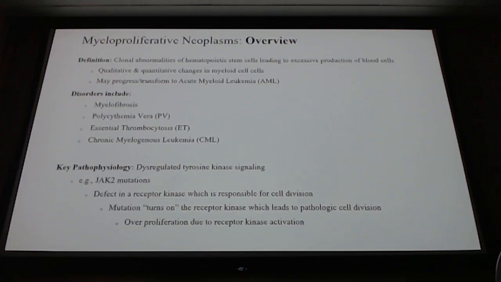But do know what these are signaling, right? It's responsible for cell division. If I have mutations, it's going to turn on those receptors, so now you have overproliferation, nothing's stopping them.